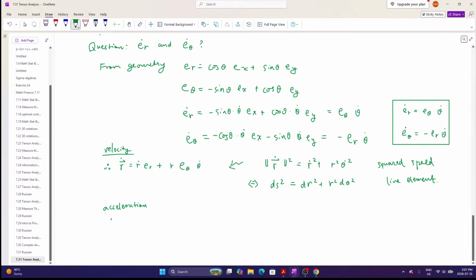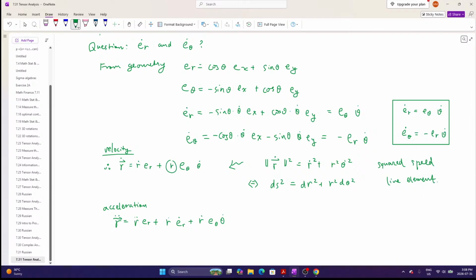So the acceleration will be as follows. Therefore, you get the acceleration, r vector double dot. Once again, use the product rule. You get r double dot times e_r plus r dot e_r dot, and then plus r dot. So here you have three terms. For the three terms, the product rule is similar: you differentiate one factor and keep the others unchanged, and just alternate and do so for every single term.